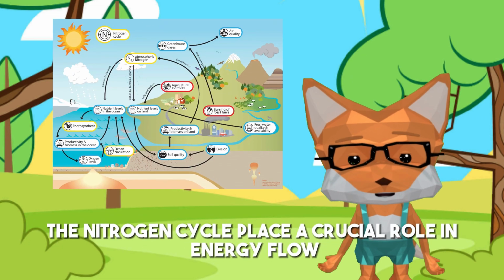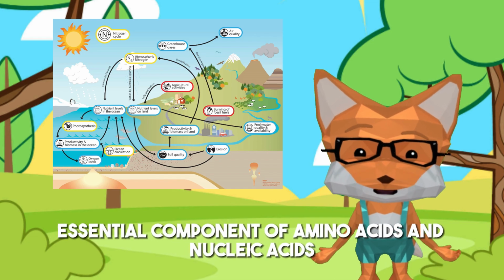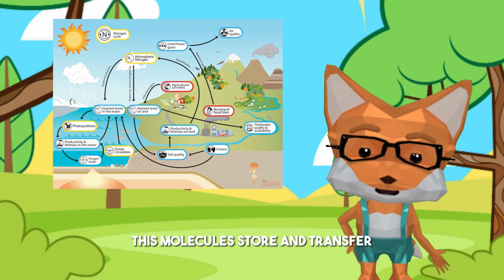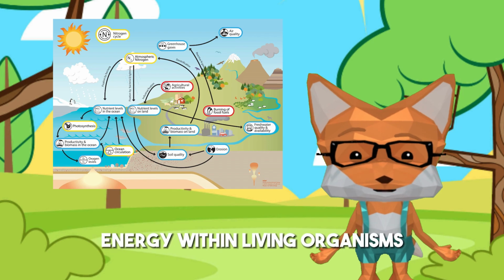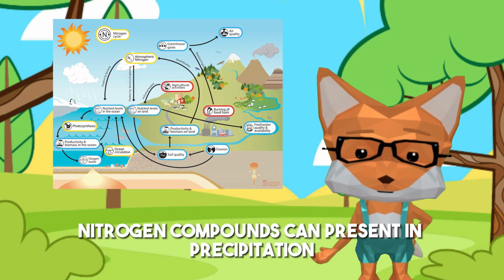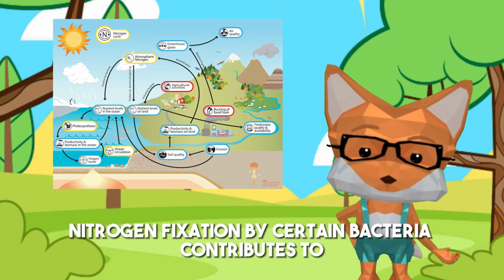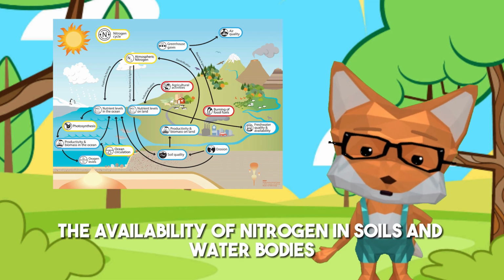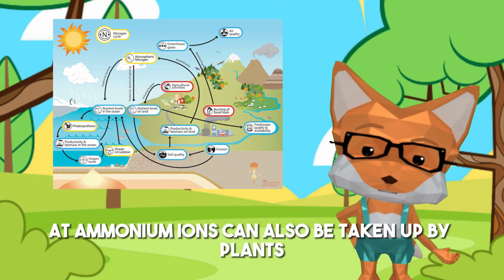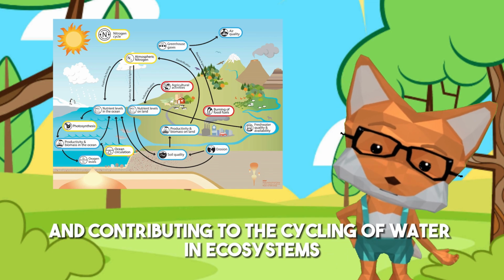The nitrogen cycle plays a crucial role in energy flow as nitrogen is an essential component of amino acids and nucleic acids, which are vital for the formation of proteins and genetic material. These molecules store and transfer energy within living organisms. In its interconnection with the water cycle, nitrogen compounds can be present in precipitation, and nitrogen fixation by certain bacteria contributes to the availability of nitrogen in soils and water bodies. Nitrogen in the form of nitrate and ammonium ions can also be taken up by plants, influencing their growth and contributing to the cycling of water in ecosystems.